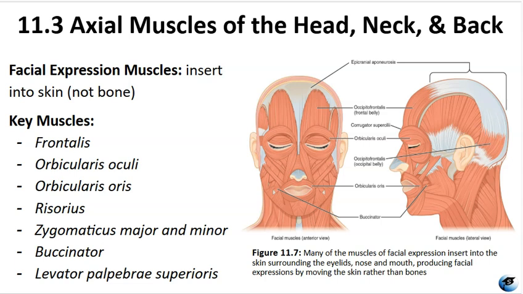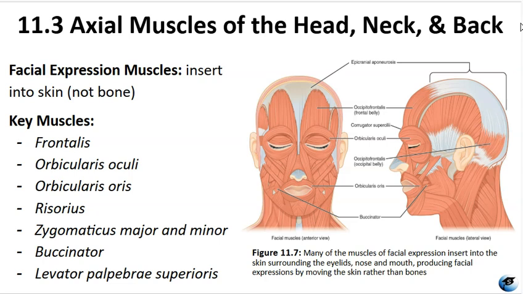The muscles responsible for facial expression, such as the frontalis, orbicularis oculi, orbicularis oris, risorius, zygomaticus major and minor, buccinator, and levator palpebrae superioris. The frontalis raises the eyebrows and wrinkles the forehead. The orbicularis oculi closes the eyelids. The orbicularis oris puckers and closes the lips.